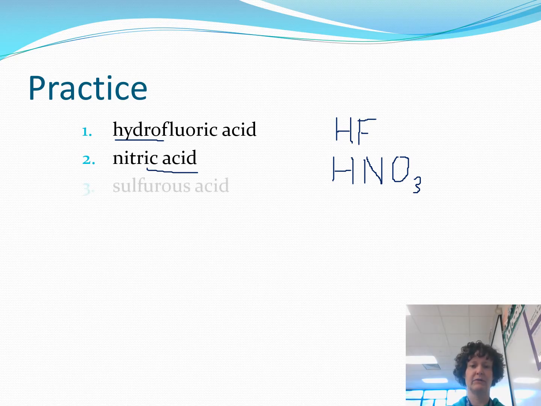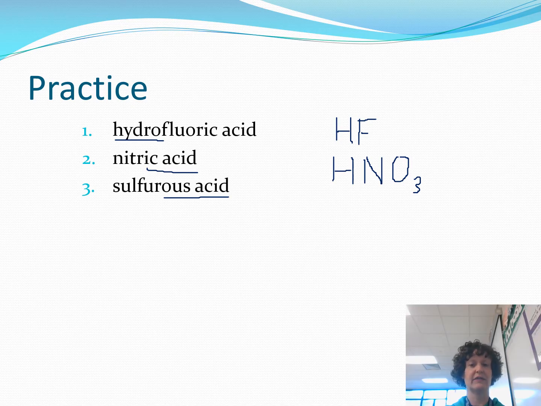Alrighty, let's try another one. Sulfurous acid. All right, so no hydro, so again we know it is ternary, not binary, right? And it's ending in us acid. So what polyatomic ion would have sulfur in it? That's right. We've got sulfate and sulfite, right? And so would it be sulfate or sulfite if it ends in us acid? Well, us would be the polyatomic ion that ends in ITE, and so it would be sulfite.